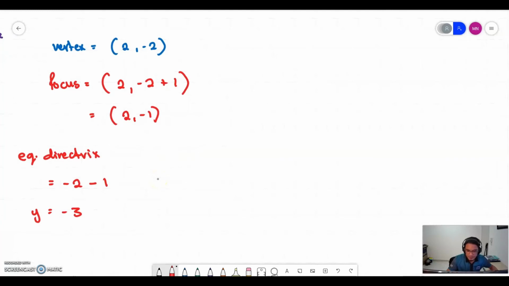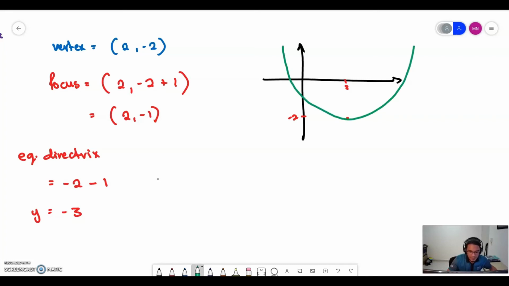So now we already have the vertex, focus, and directrix. What's left is to sketch the graph. Here will be the graph of the parabola. Firstly, we locate the position of the vertex. This will be the line of the directrix, that is y equal to negative 3, and don't forget to label the y and x axis.